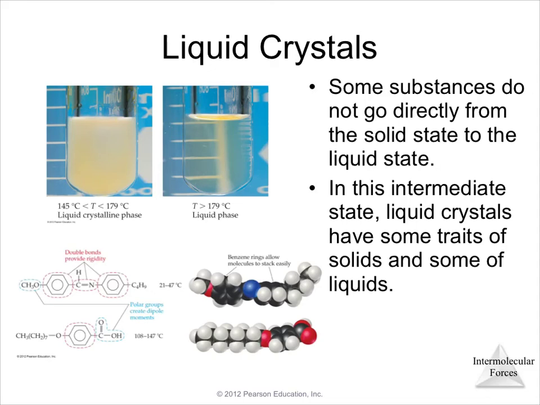Now, liquid crystals are a little different in that they're kind of like an intermediate state. Some substances have a hard time going directly from a solid state to a liquid state. Sometimes they fluctuate during that phase change, where they can have some properties of a liquid and some properties of a solid. And if that happens, then we call that a liquid crystal.